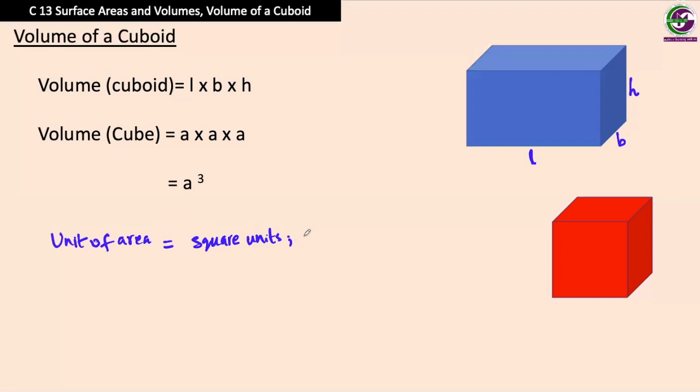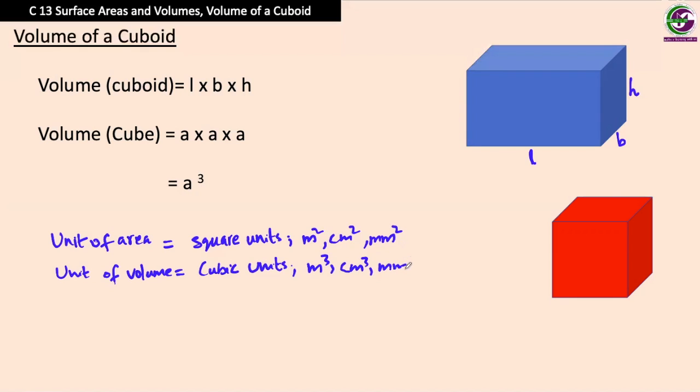Examples: meter square, centimeter square, millimeter square, and so on. Now, what about the unit of volume? We have 3 sides, centimeter times centimeter times centimeter, so it will be cubic units. Meter cube or centimeter cube, millimeter cube, and so on. And sometimes you may also have to convert meter cube to liters. And that conversion also you have to keep in your mind.